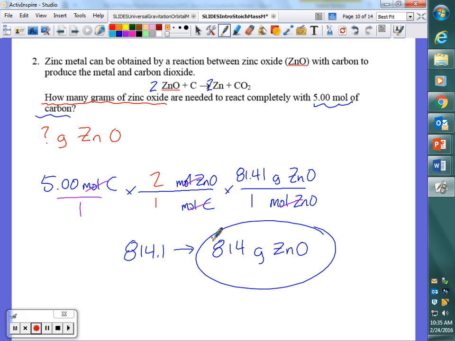Yes, Ronnie? Whenever we have a conversion factor that has moles to grams, moles is always 1, grams is always from the periodic table. Whenever we have moles to moles, that's when we use the coefficients.